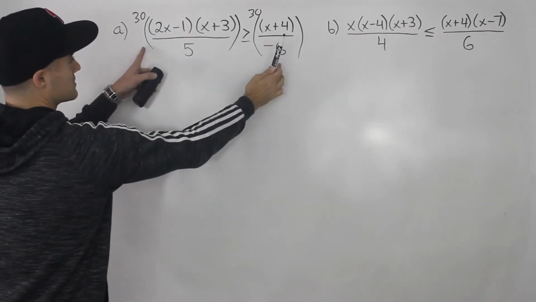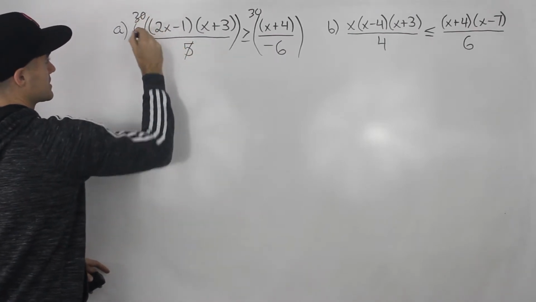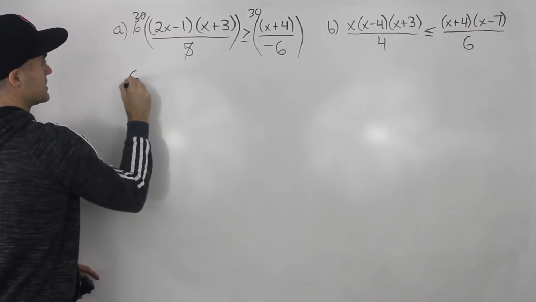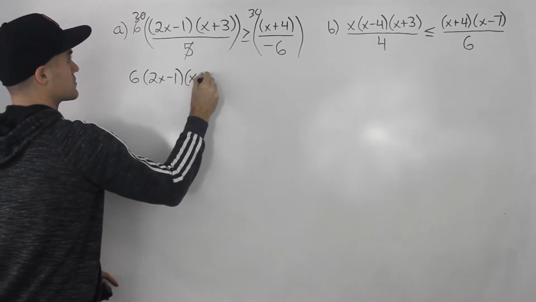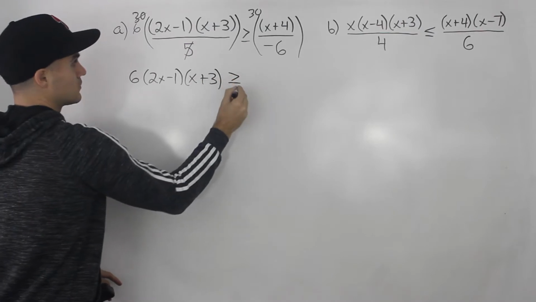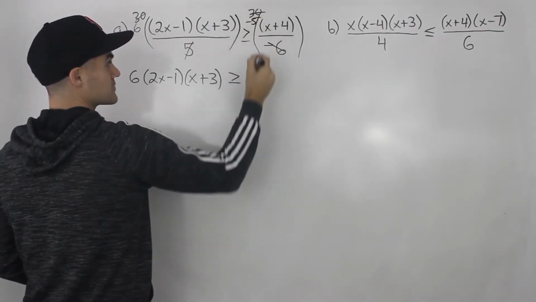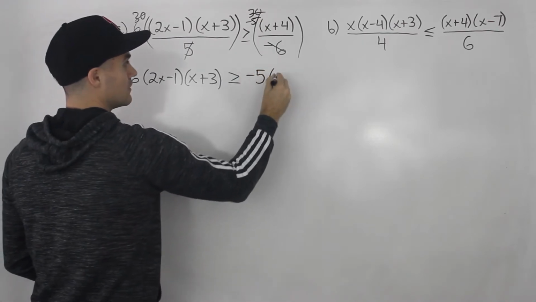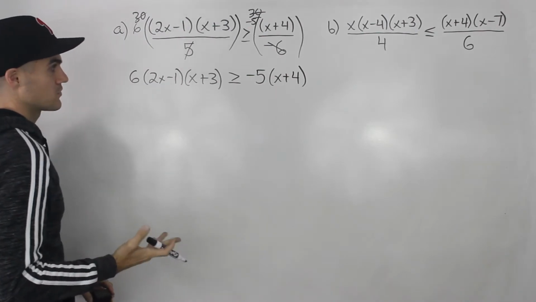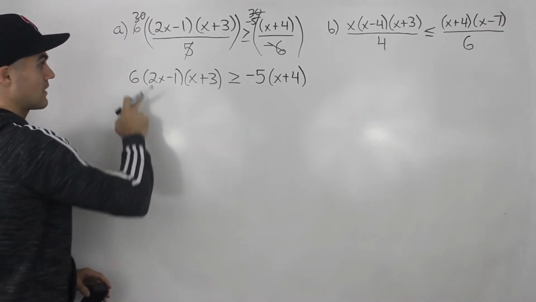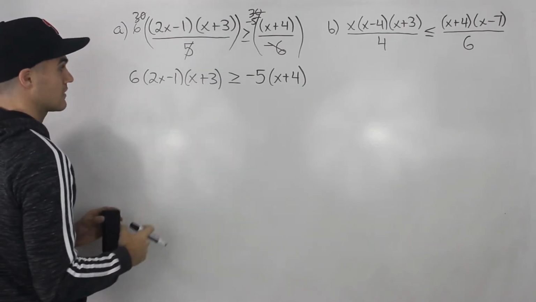So multiplying both of these expressions by 30, notice that 5 goes into 30 6 times, so this left side will be 6(2x minus 1)(x plus 3) greater than or equal to, negative 6 goes into 30 negative 5 times. So we'll have negative 5 up here, (x plus 4). And now it just becomes a regular polynomial inequality. So we have to expand everything, bring it all over to one side, and then solve.